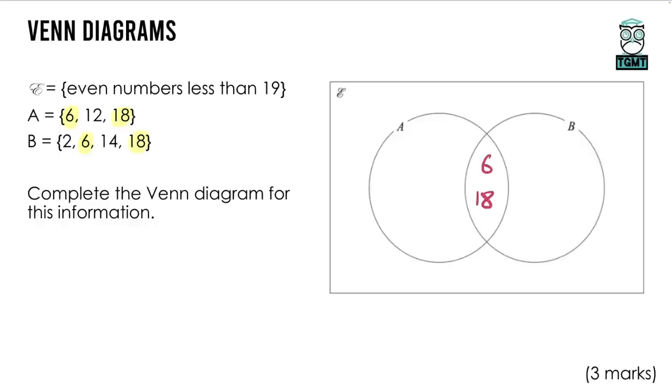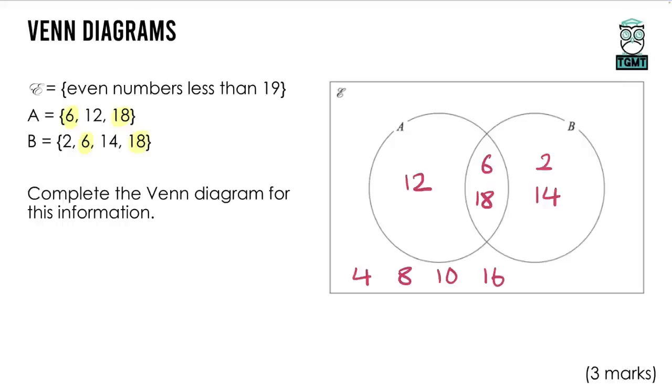We then have 12, the only number left in A, and 2 and 14, the only numbers left in B. We just need to put the rest of the even numbers in, less than 19. We have 2, so we need 4, we've got 6, we need 8, we need 10, we've got 12, 14, we need 16, and we've got 18. So there's numbers on the outside, and that's the Venn diagram completed.